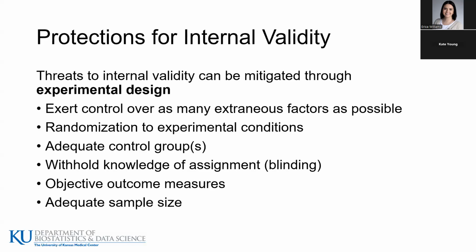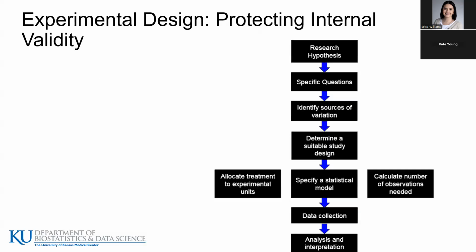Randomization can also protect us from any unknown factors that could bias the outcome. And when we're trying to protect internal validity, we also want to use as objective an outcome measure as possible. And then again, adequately sizing our study to minimize the impact of sampling variation will also protect internal validity.